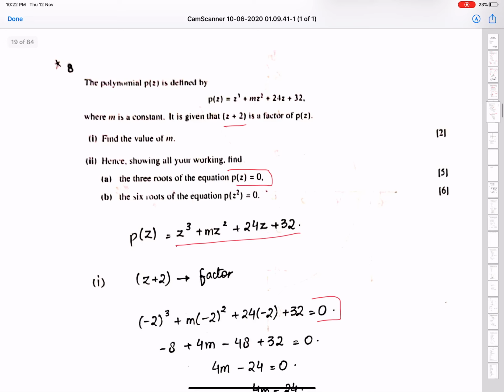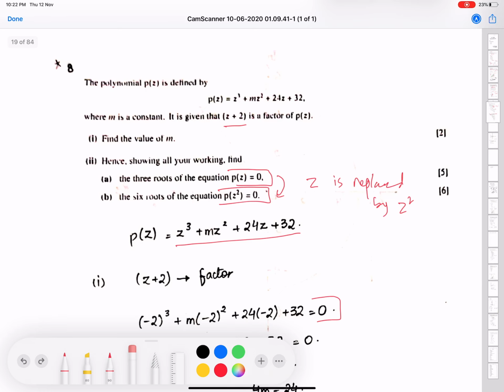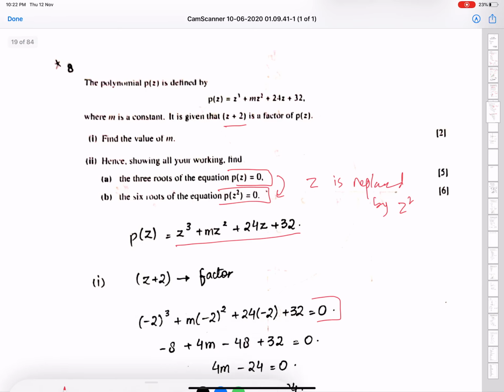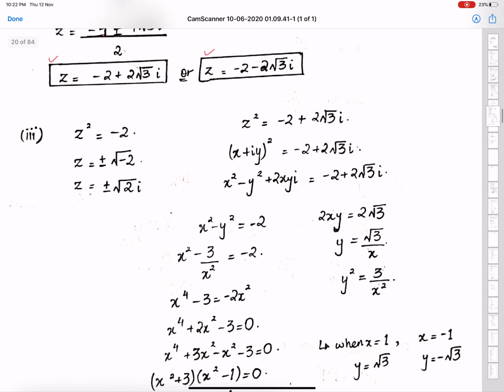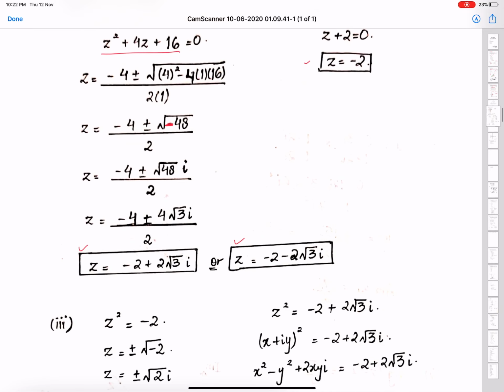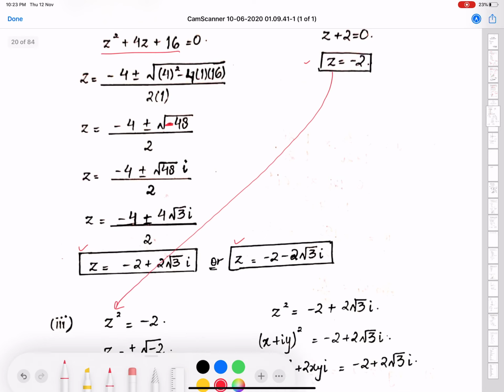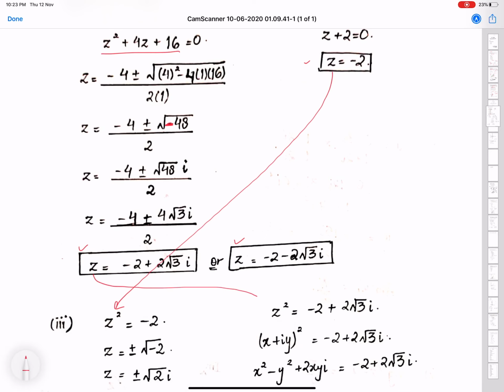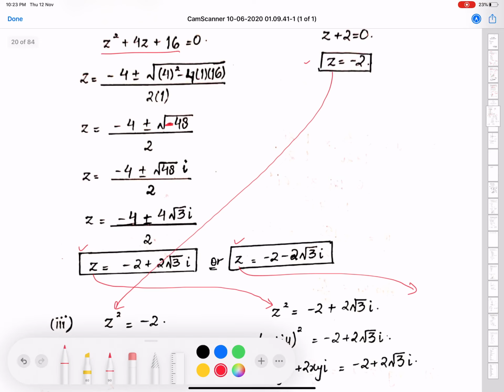We need to solve p z square equal to 0. If you will observe these two equations, you will see z is replaced by z square in the last equation. This is z and this is z square. So you just need to replace z by z square in the answers of part 2. So this z is replaced by z square, this z is replaced by z square, and this z will also be replaced by z square.